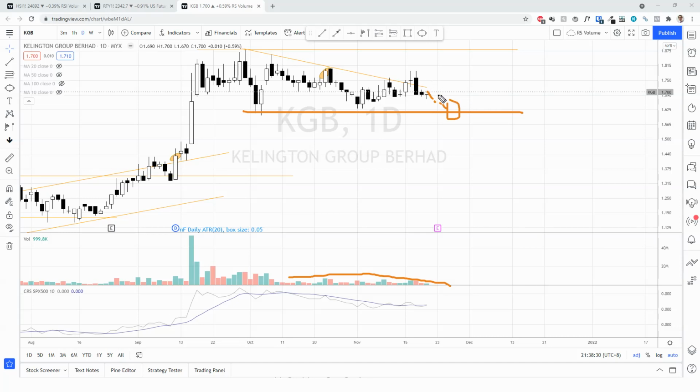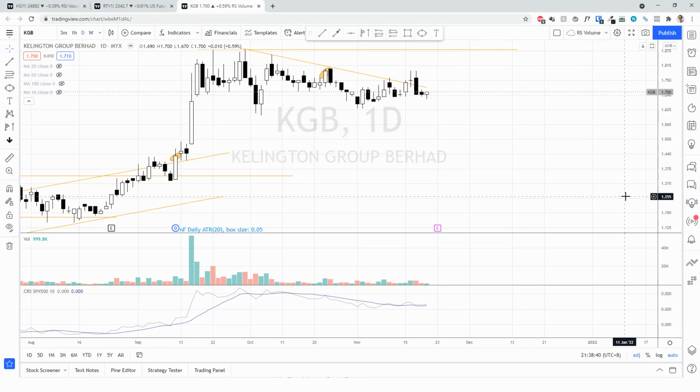Okay, so at the moment it's still stuck within the range. I think it might need to spend some time traveling up and down until it settles down and breaks above. So it's very bullish at the moment.